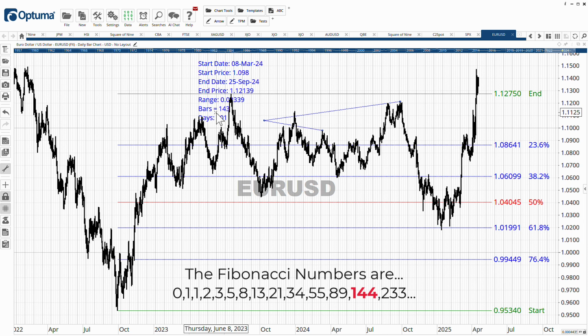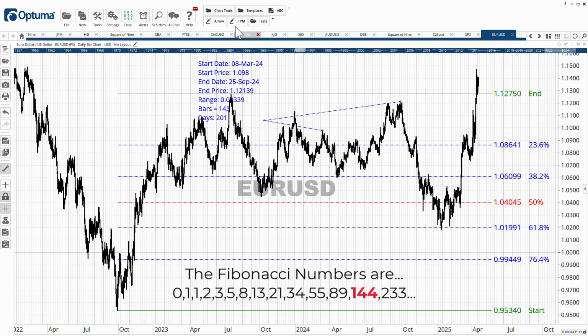143 trading days, which means that day 144 was a reversal count. It's a double top, so there's a pattern there and there's a time factor there. Once the market confirms it, Gann was getting short because he knew the power of these numbers.